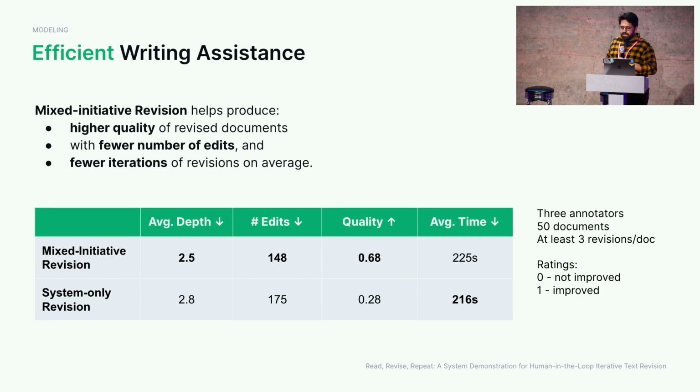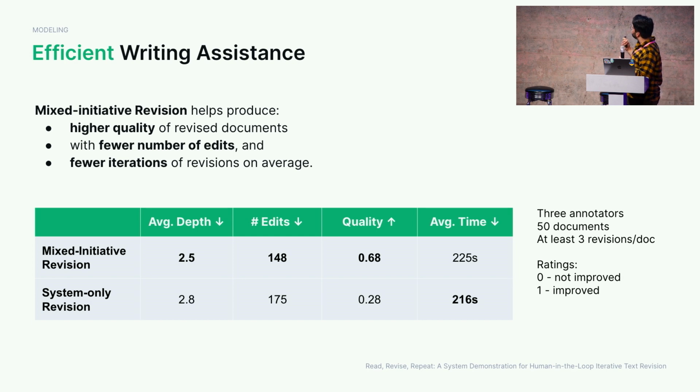So we also measure the efficiency of the mixed initiative system by removing the human interaction from our system, by asking, again, 3 qualified annotators to evaluate the quality of our system. And this gives us the system-only baseline, where annotators were asked to judge whether the final revised documents have improved quality or not. And it shows that human-machine interaction helps produce a higher quality of revised documents with a fewer number of edits and fewer iterations of revisions on average.